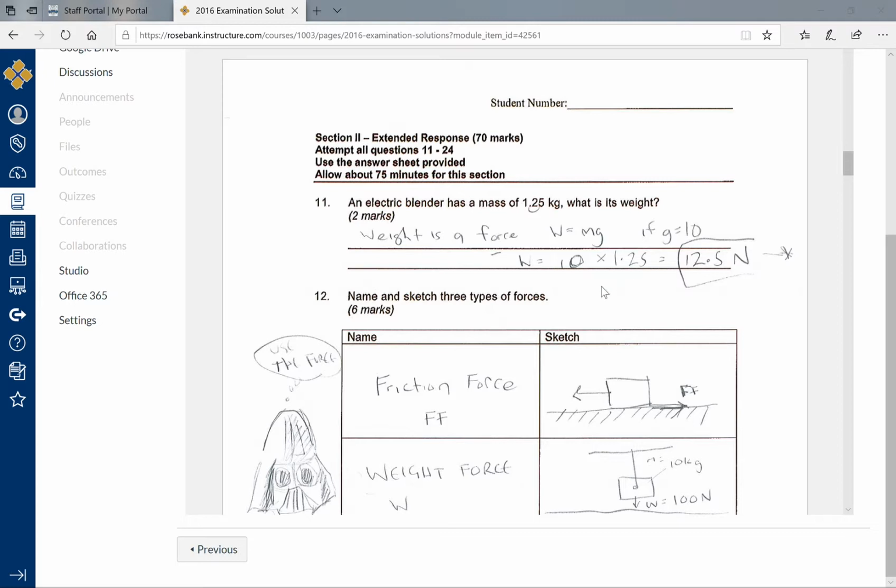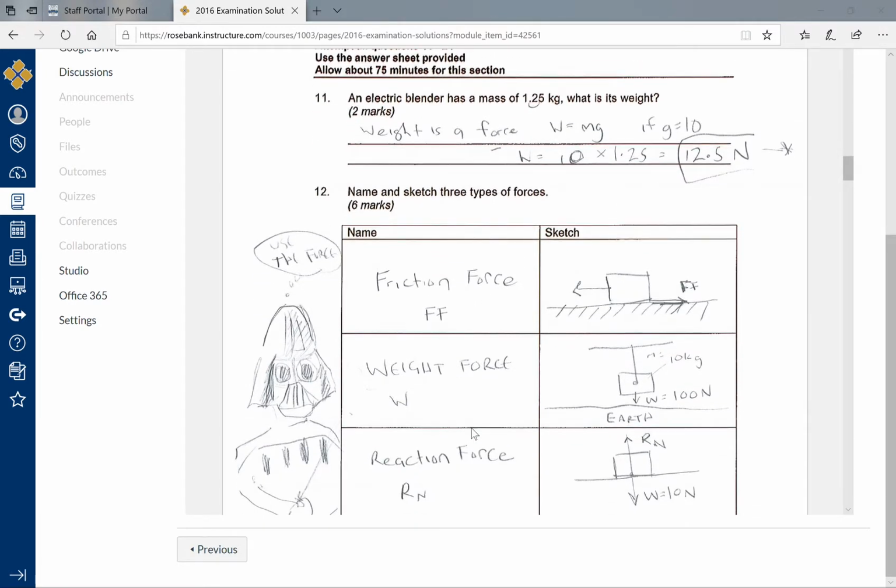In physics, you actually say it's 9.8, I'm pretty sure. But we say 10 times 1.25. You move your decimal place one position to the right, and we end up with 12.5 newtons. Easy mark given you there.